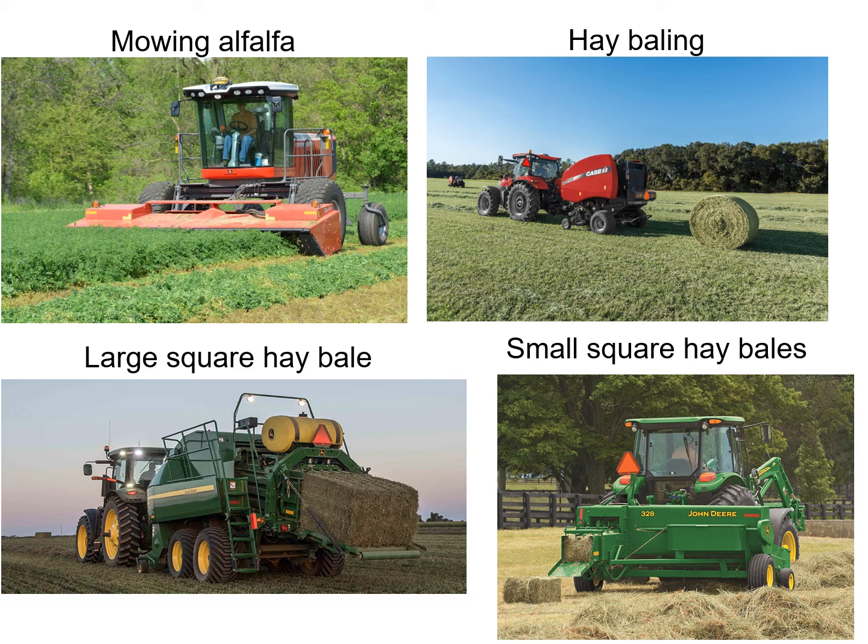Here we see the process of mowing alfalfa and the production of hay bales that can be round, or can be square, in large square bales or small square bales in the lower right picture.